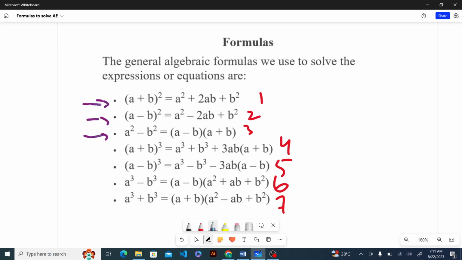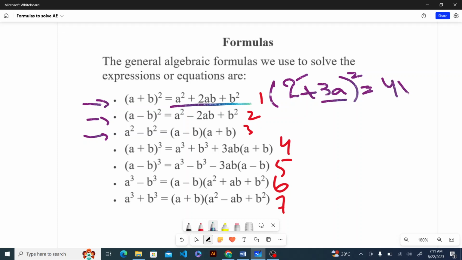Like if it is written 2 plus 3a whole square, then how to resolve it is like this. We have to open it in this form. a square, here a is 2 and b is 3a, so a square will be 4, plus 2ab, 2 into 2 into 3a.